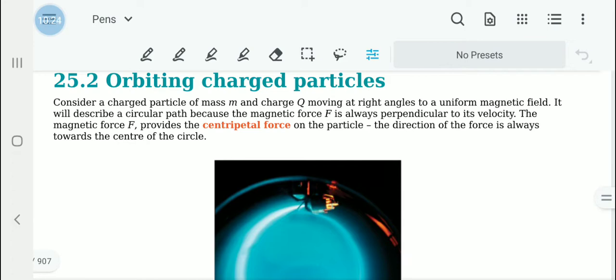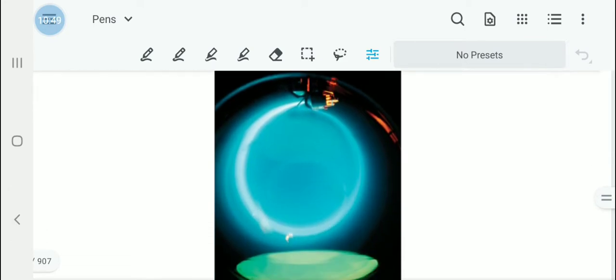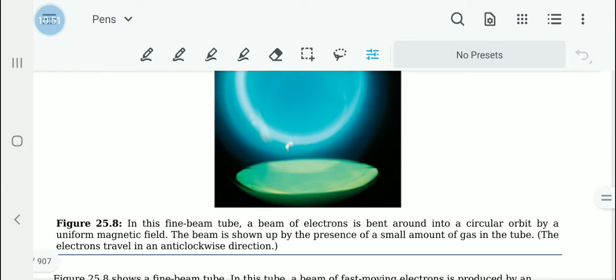Then the magnetic force F would provide the centripetal force. In circular motion, you have learned what centripetal force means and what provides it. In this particular situation, the centripetal force would be provided by the magnetic field. The direction of the force is obviously towards the center of the circle. That is also something that you have already discussed in circular motion.